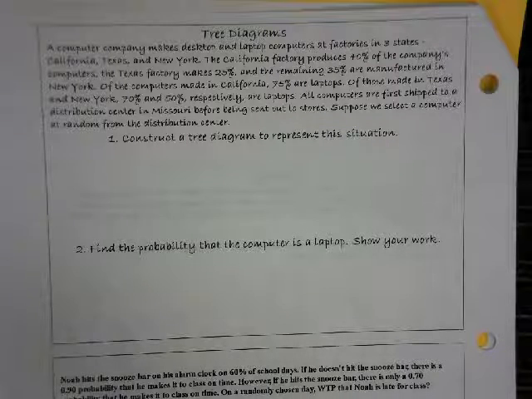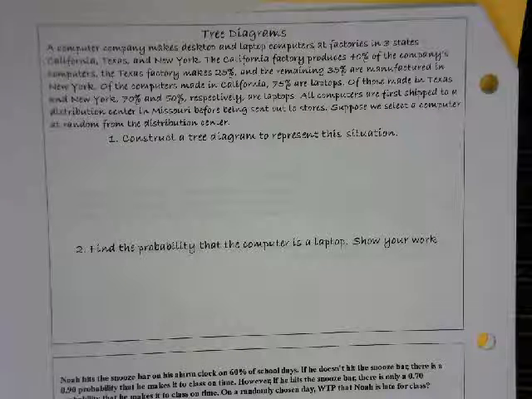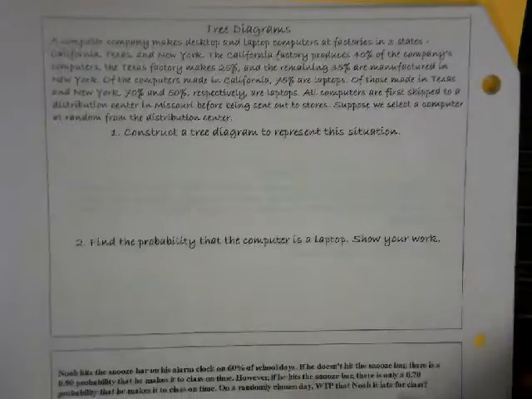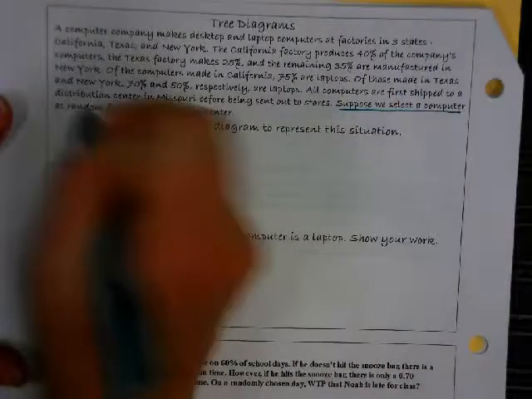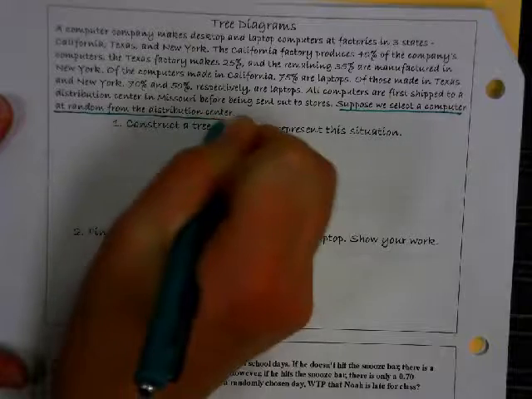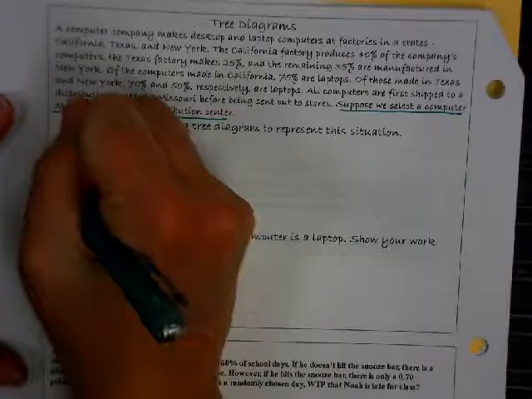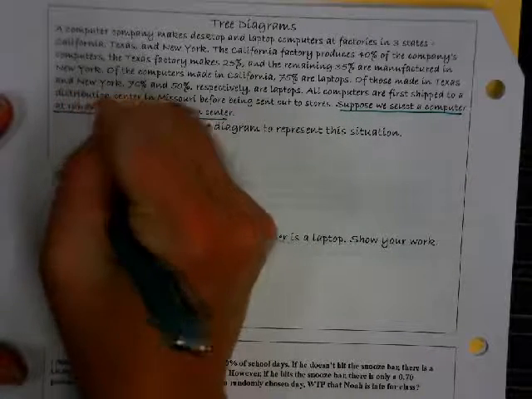So tree diagrams, they're going to look really similar to our experimental outlines. We're going to have words, and then we're going to have lines that lead to other stuff, and along the lines we put our probabilities. So what we're working with is that we're going to select a computer at random. So we're going to start with computer.